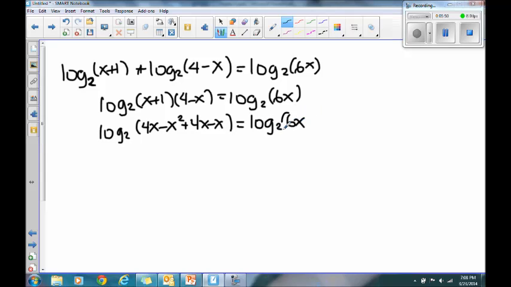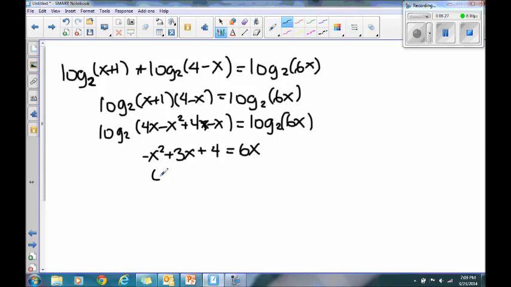And then we're back to knowing that log of this can equal log of that if and only if this equals that. Meaning I can set the stuff in parentheses equal. Negative x squared plus 3x plus 4 equals 6x. So if log of this equals log of that, then this has to equal that. From here we can solve for x.